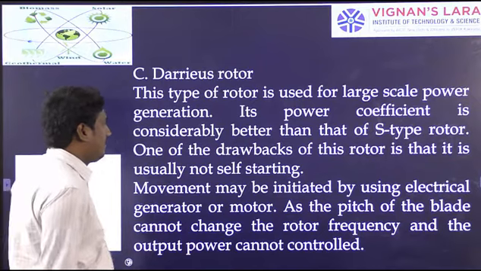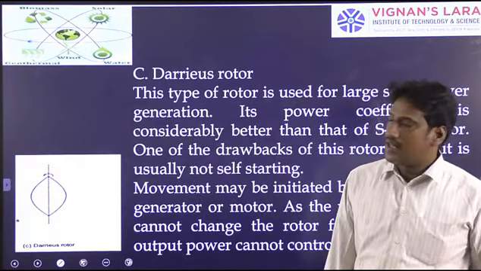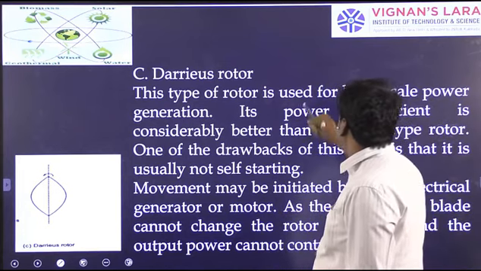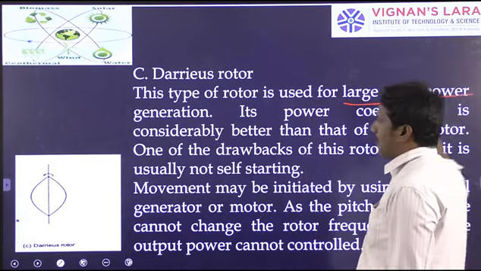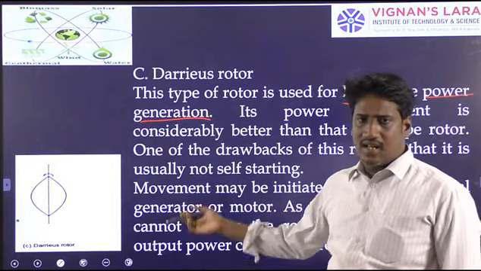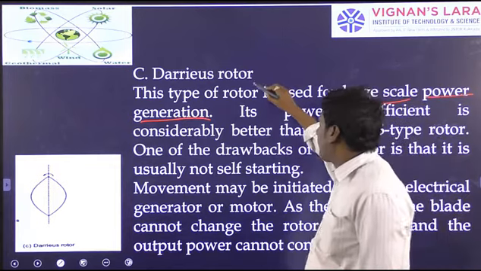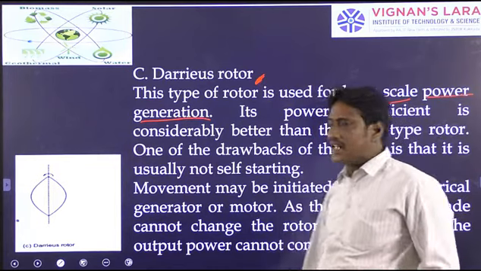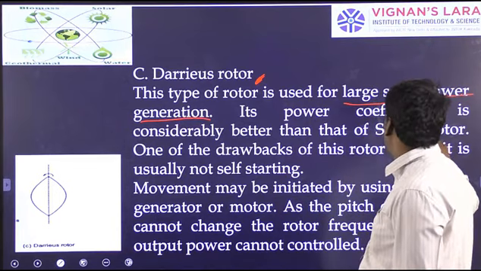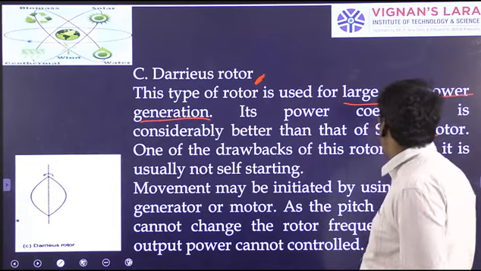And the next one will be the Darrieus type of rotor. The Darrieus type of rotor is mainly used on a large scale for power generation. What we have discussed now, the Savonius, is mainly used for water lifting applications, whereas the Darrieus type of rotor is mainly used for power generation applications. It is better than the S-type rotor. It has a better power coefficient when compared with the S-type rotor.